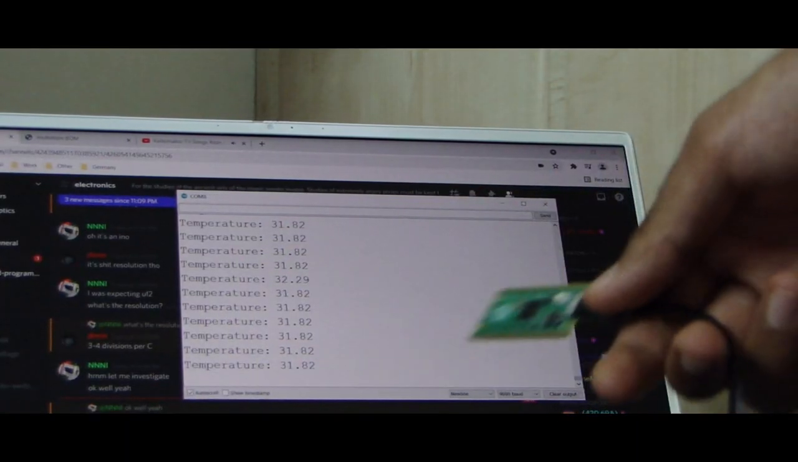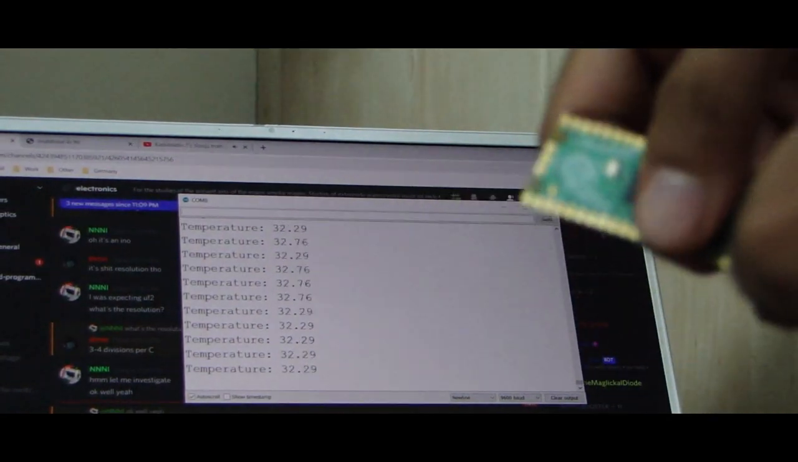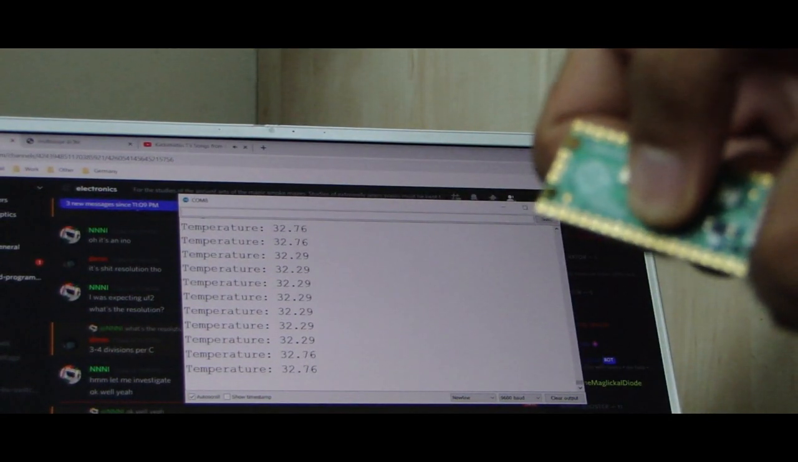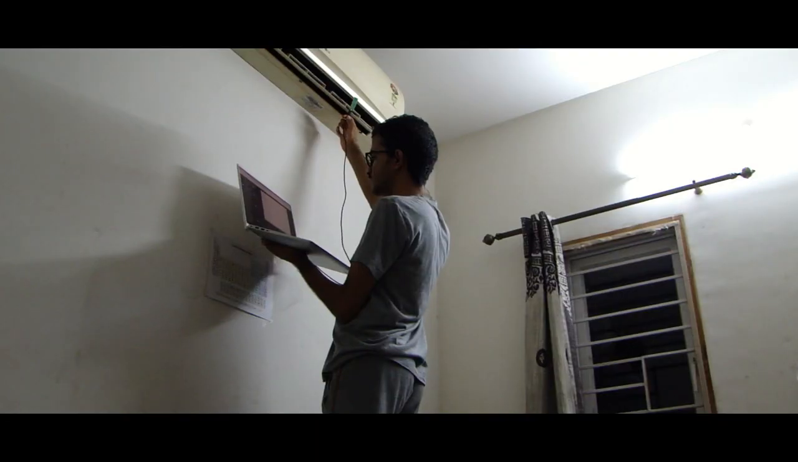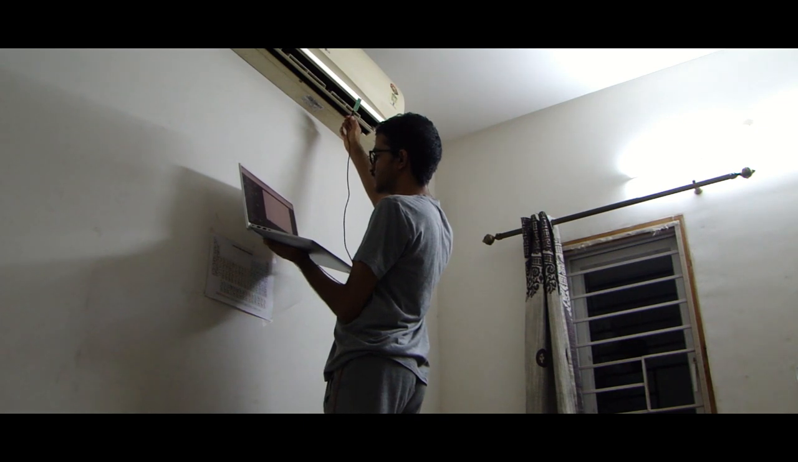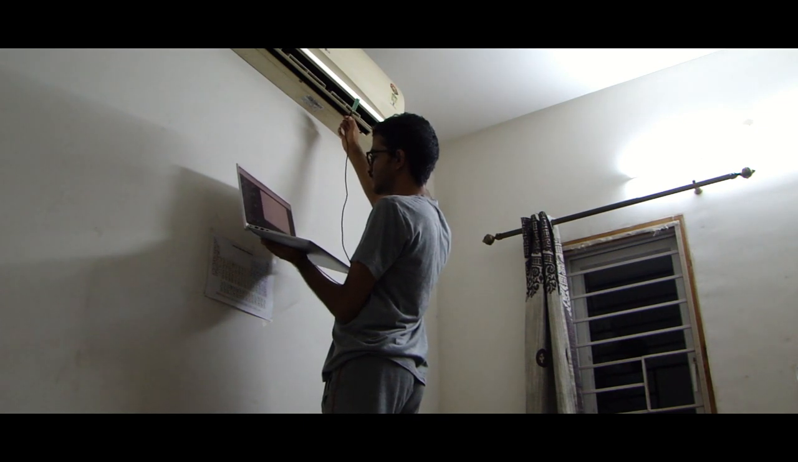And when I found out that the Pico has a built-in temperature sensor, I was ecstatic. But apparently the resolution is terrible, only 3 or 4 divisions per Celsius. So I have to be content with the fact that my AC temperature is somewhere between 20.58 and 21.05 Celsius.